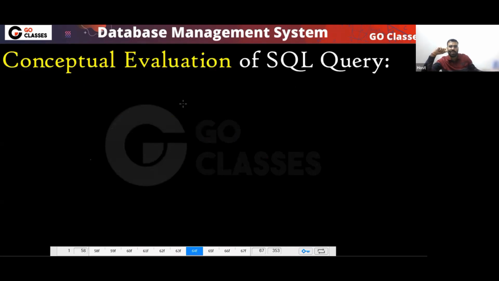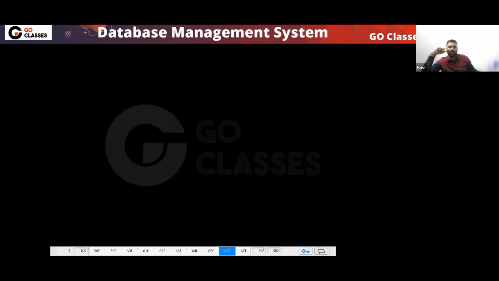Now let's see the conceptual evaluation of an SQL query. Why am I calling it conceptual evaluation? What is the reason I'm using this word? This I will tell you after some time. This is very interesting, and here many students have a misconception. This misconception we will also see. But let's see the conceptual evaluation.